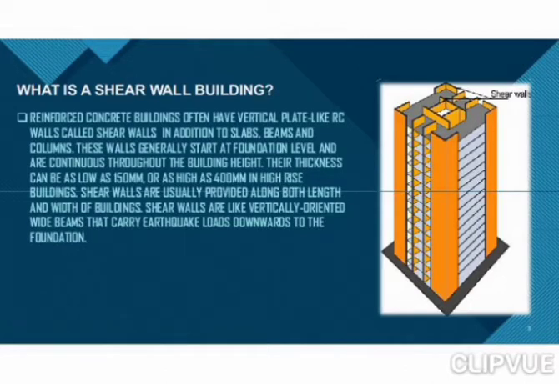What is a shear wall building? Reinforced concrete buildings often have vertical plate-like reinforced concrete walls, which are also called shear walls, in addition to the slabs, beams and columns. These walls generally start at foundation level and are continuous throughout the building height. Their thickness can be as low as 150 mm or as high as 400 mm in high-rise buildings.